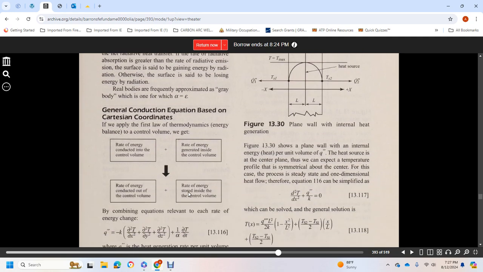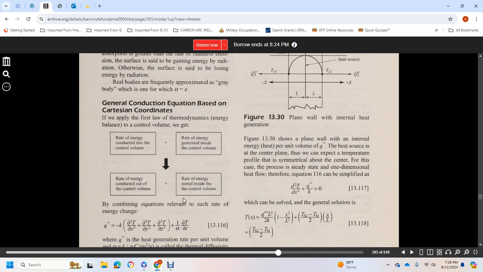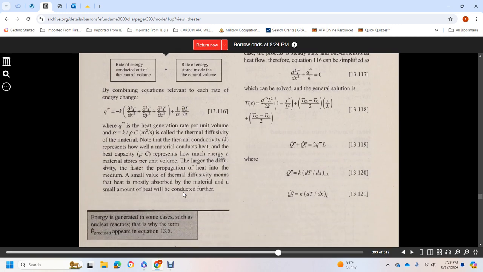Alright, the general conduction equation in Cartesian coordinates comes from the first law of thermodynamics. The rate of energy conducted into the control volume plus the rate of energy generated in the control volume equals the rate of energy stored inside the control volume. By combining these equations, the ratio is called the thermal diffusivity of the material.